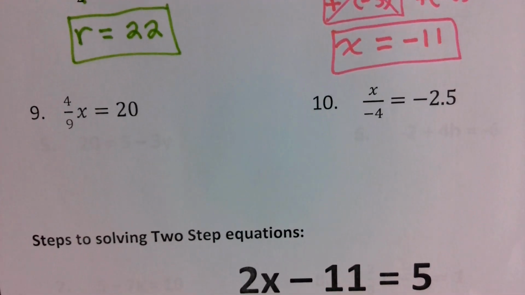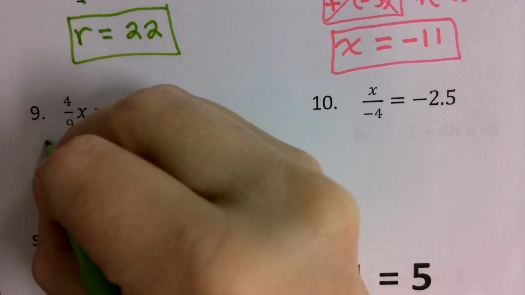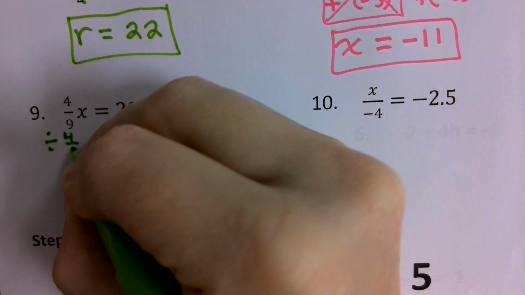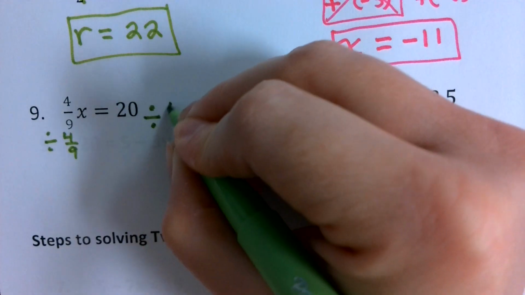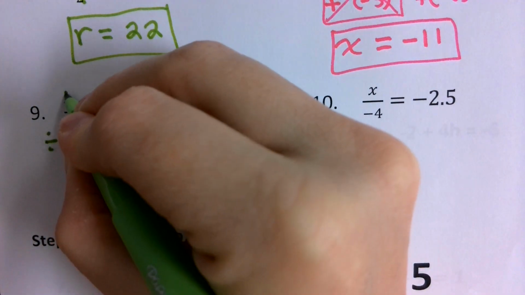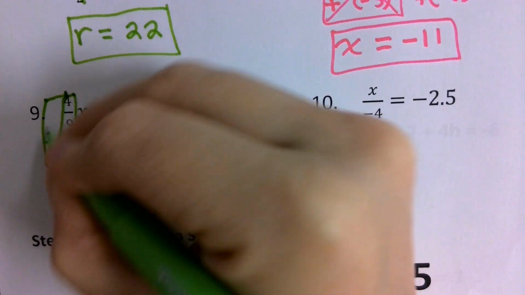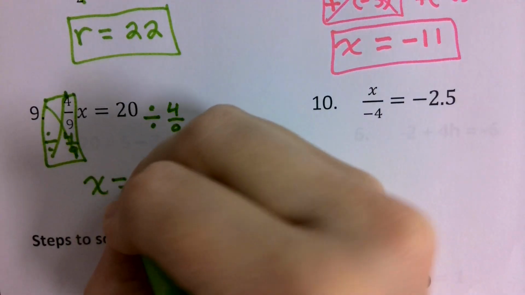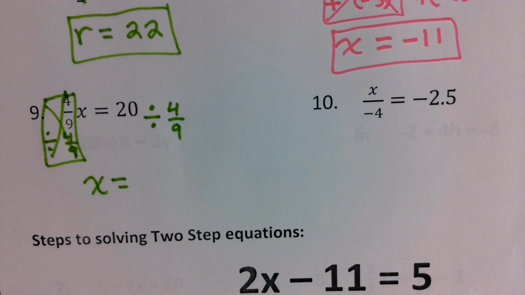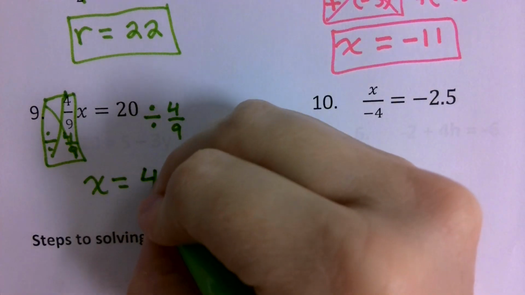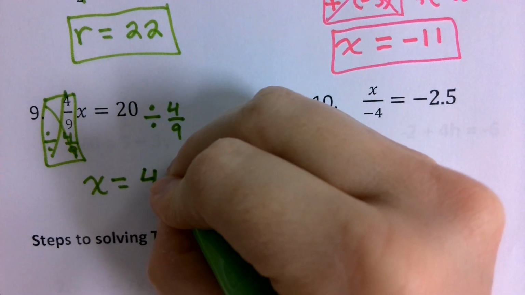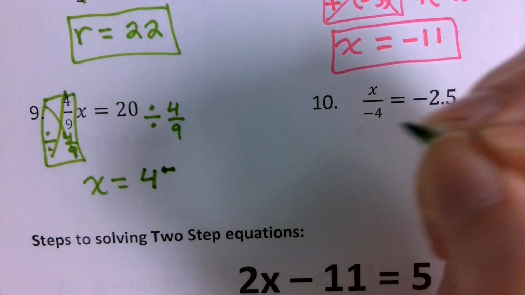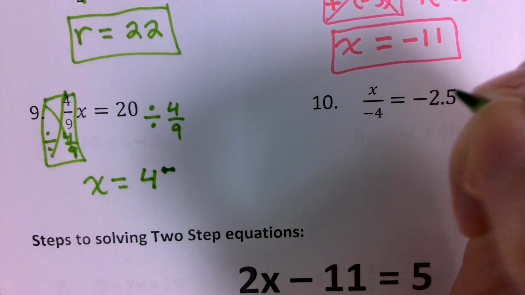Okay, for problem number 9, again, we've got 4/9 x. 4/9 x is multiplication, so that means that we need to go ahead and divide both sides by 4 over 9. But again, when we divide by a fraction, it's really the same thing as multiplying by the reciprocal, so it's kind of like doing 20 times 9 over 4, which would then come out to being 45.